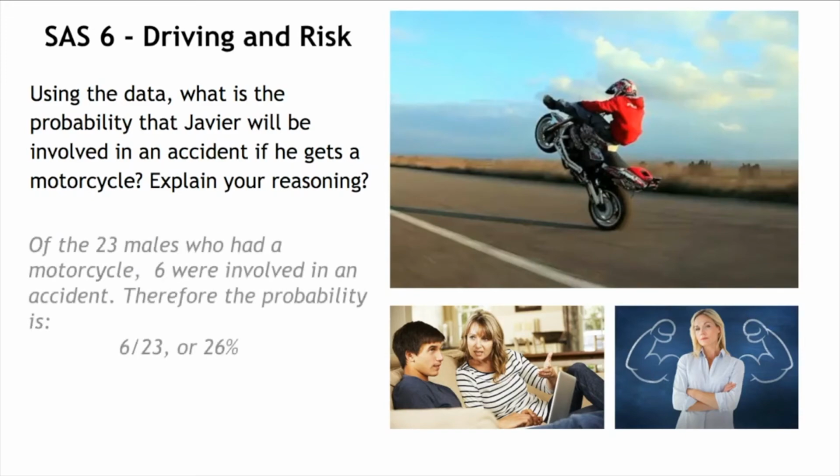And explain your reasoning. Of the 23 males who had a motorcycle, 6 were involved in an accident. Therefore, the probability is 26%. Now, we're looking at 6 out of 23. We're not talking about females here, and we're not talking about the total group. We're just talking about males. 6 of the 23 males who had a motorcycle were involved in an accident. That's 26% of the males.